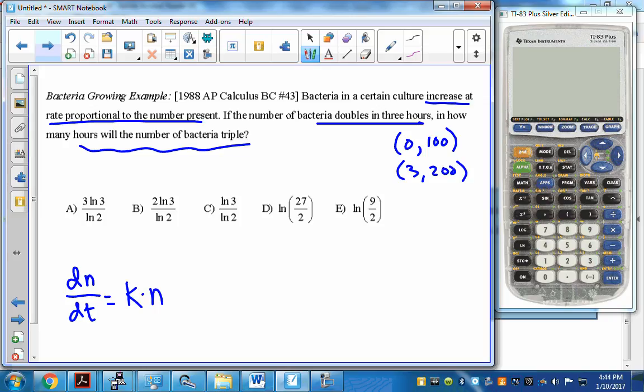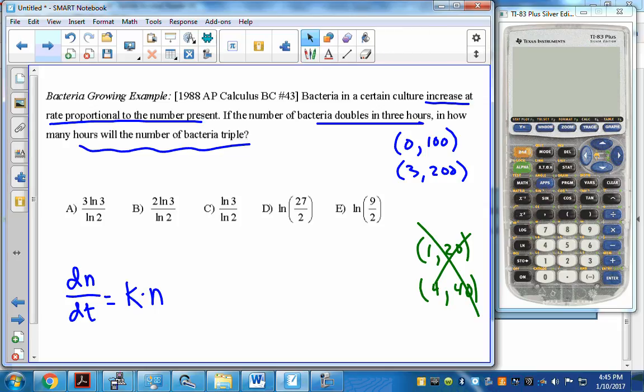If you don't like those 2 points and you wanted to use 1 and 20, and 3 hours later 4 and 40, you get exactly the same equation. Or you get the same answer in the end. But let's just go ahead and keep it simple where the initial time is 0.